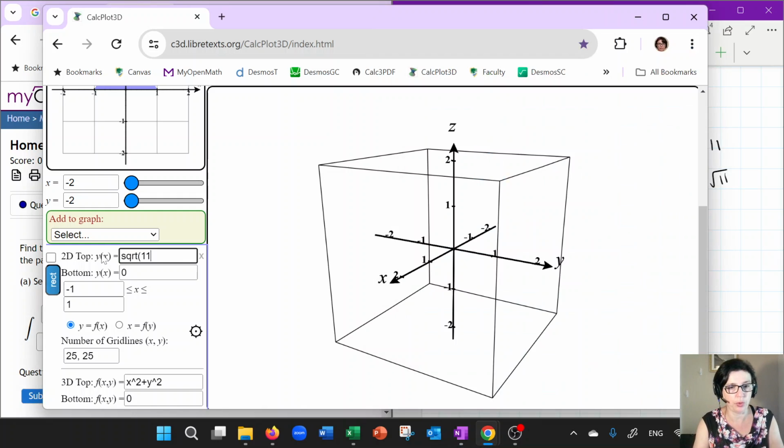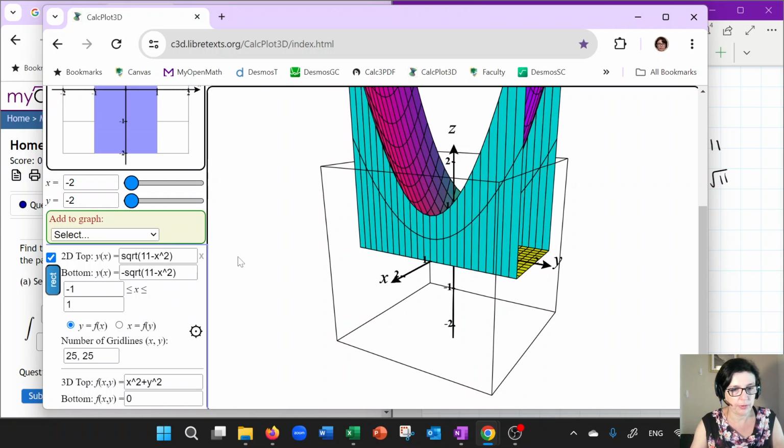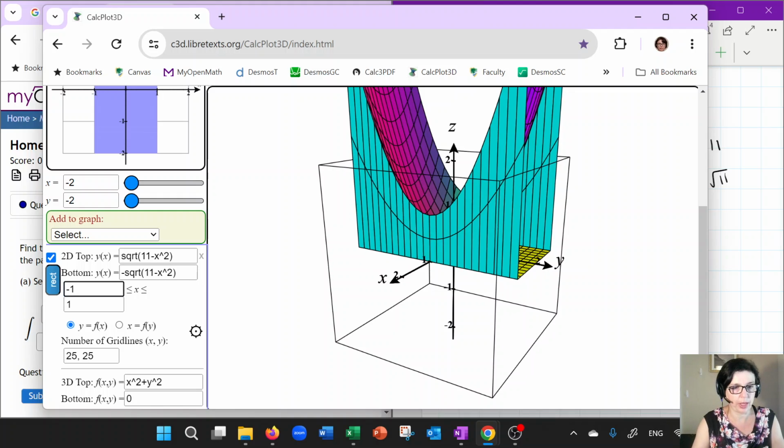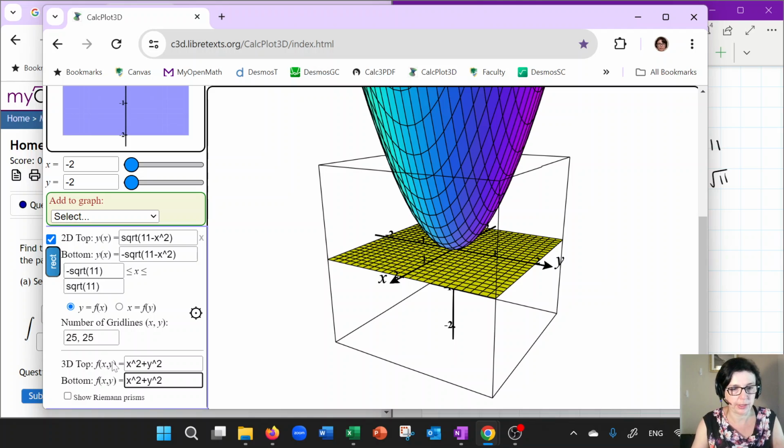So let me show you what that looks like. It will be square root of 11 minus x squared. That's going to be the top. Bottom will be square root of 11 minus x squared with a negative, okay? Now, you can't really see this because, first of all, x should start at negative square root of 11 to positive square root of 11. The bottom surface is that, but the top is 11.